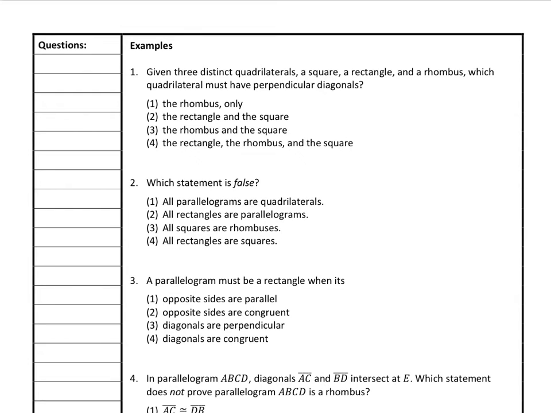It says, given three distinct quadrilaterals, a square, a rectangle, and a rhombus, which quadrilateral must have perpendicular diagonals? Okay, and if you look at the choices, it's a rhombus; rectangle and square; rhombus and square; or rectangle, rhombus, and square. So this is a good time when you want to draw out that little parallelogram family tree that I was telling you about. So we've got parallelograms, then we break down into the rectangles or rhombuses, and then those come together to make a square. So thinking back here, perpendicular diagonals.